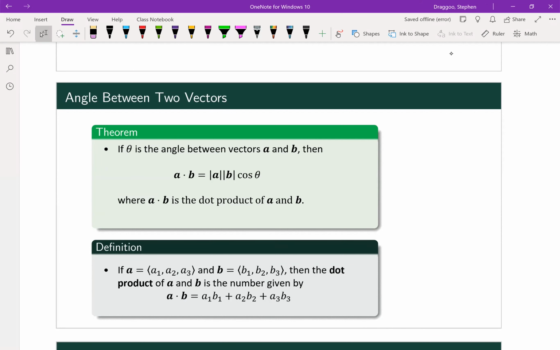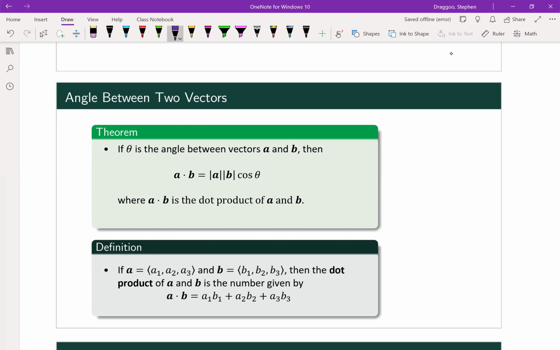So if we call theta the angle between two vectors A and B, then we end up with the following formula that says that A dot B is equal to the magnitude of A times the magnitude of B times the cosine of the angle between those two vectors, where A dot B is the dot product of A and B. The dot product is defined in the box below, where it says if we have two three-dimensional vectors, then the dot product between those two vectors is a number where we just multiply each of the components together and add them all up.